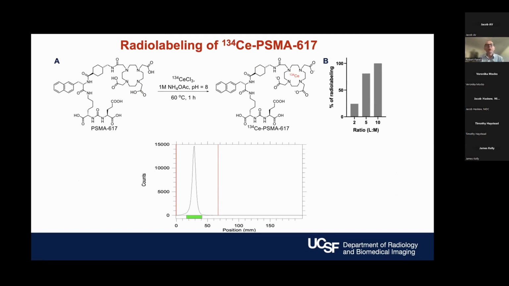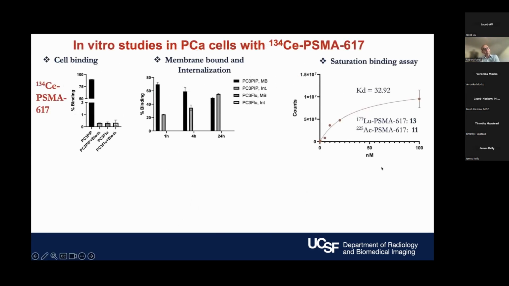So we use similar radiolabeling methods here at 60 degrees in order to get the reaction to go to completion more efficiently to label the cerium PSMA 617. We found, again, in order to get a really great radiochemical yield, that the use of higher concentrations of the PSMA 617 was needed to get it to completion, and was able to get us a good result.